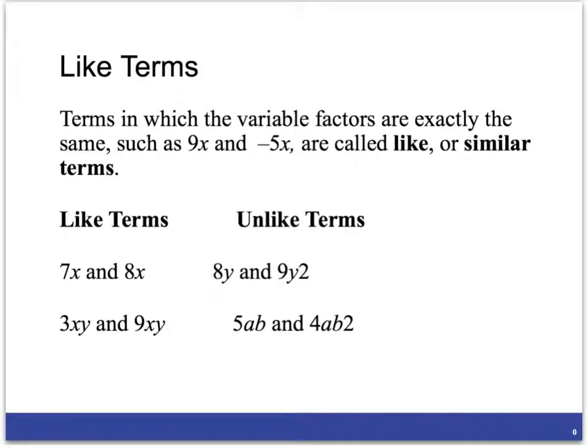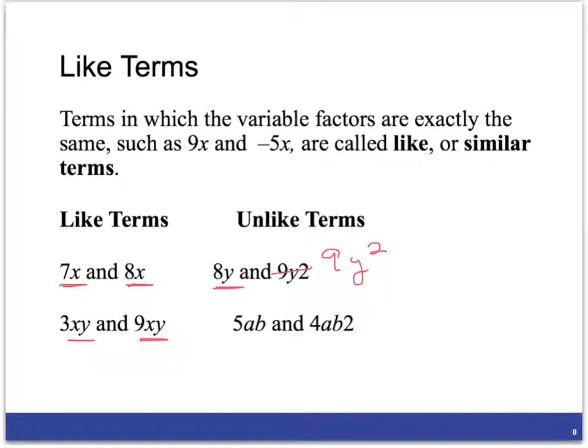So this chart shows things that are alike so that we can look at it. Terms in which variable factors are exactly the same, such as 9x and negative 5x, are called like or similar terms. They have the same power, the x does. They're up to the first. Same thing here with the x and the y. So you could add those together if it told you to. These right here, you have 1y, but this is really 9y squared, and they are not the same thing.